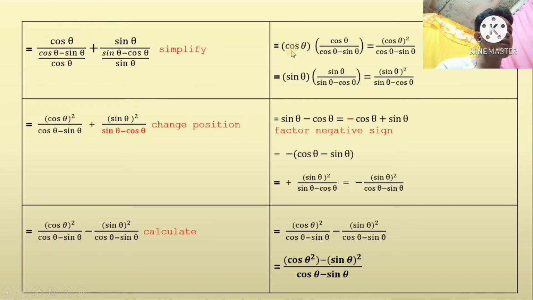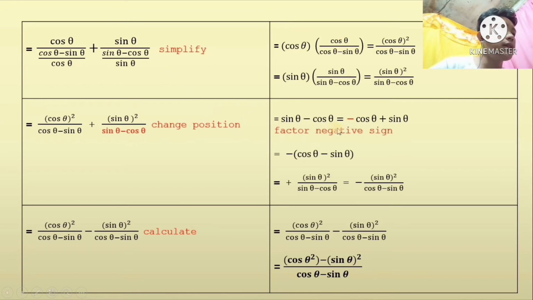So, simplify or cross multiply. Our equation will be cosine theta times cosine theta over cosine theta minus sine theta, which is cosine theta squared over cosine theta minus sine theta. Then, sine theta times sine theta over sine theta minus cosine theta is sine theta squared over sine theta minus cosine theta. So our equation will be cosine theta squared over cosine theta minus sine theta plus sine theta squared over sine theta minus cosine theta.